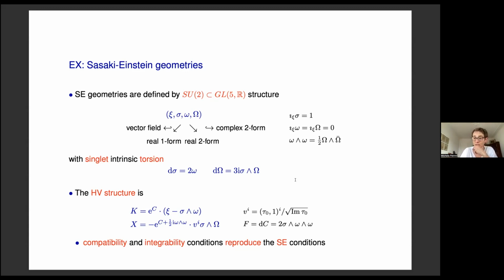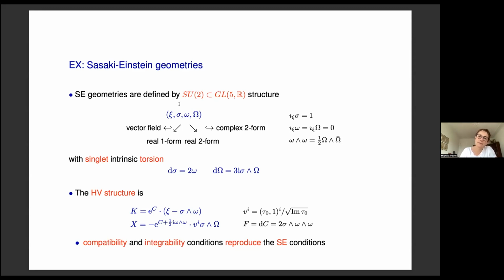differential conditions on the structure, which tells us that this structure must have singlet intrinsic torsion, meaning that whatever I do, when I take the differentials of the forms defining the structure, I end up in objects that are still singlets, so are still elements of the structure.